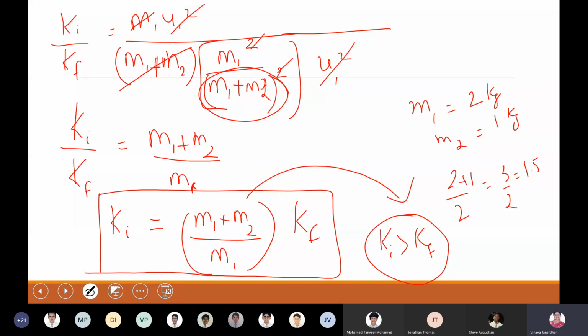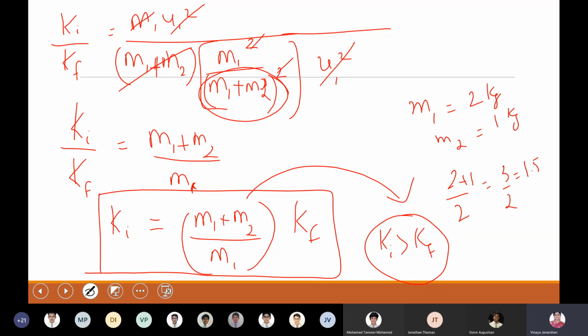So the last topic that is left is elastic collision in 2 dimensions. We started with elastic collision in 1 dimension, then went on to inelastic collision in 1 dimension. Next is elastic collision in 2 dimensions. Before going for the derivation, I thought I'll go for a numerical, then it would be easy for you.